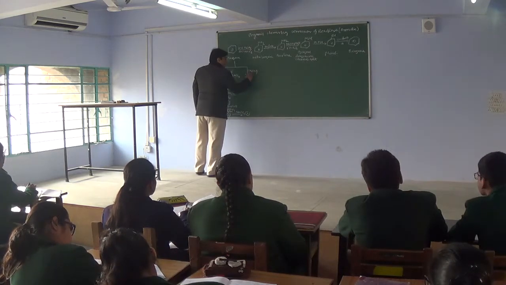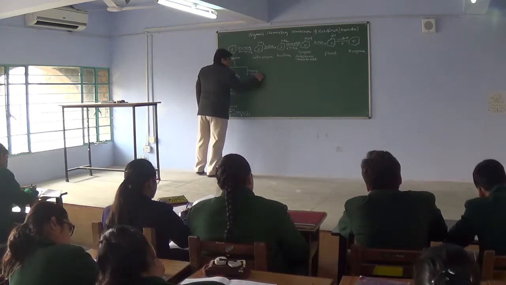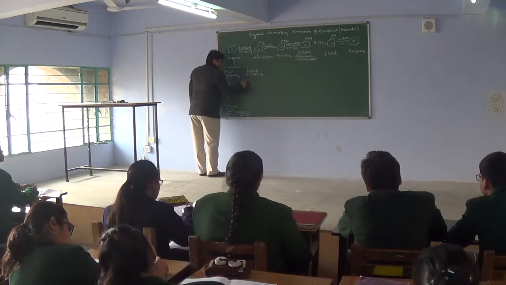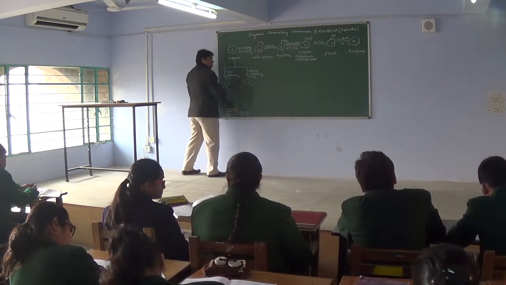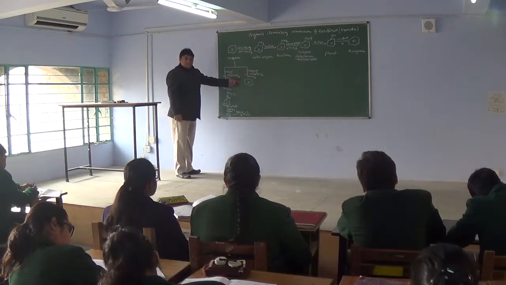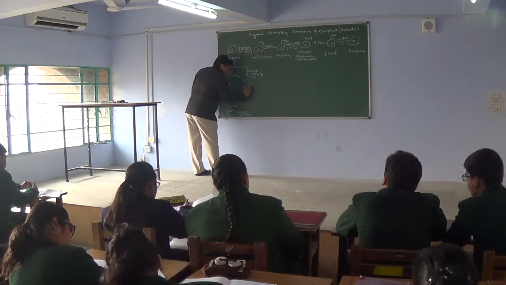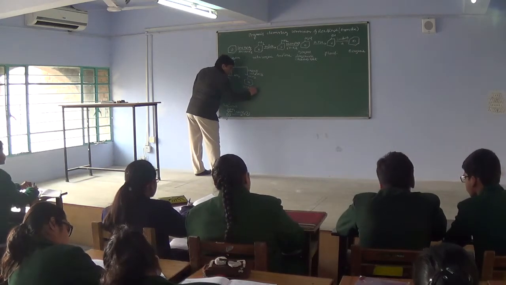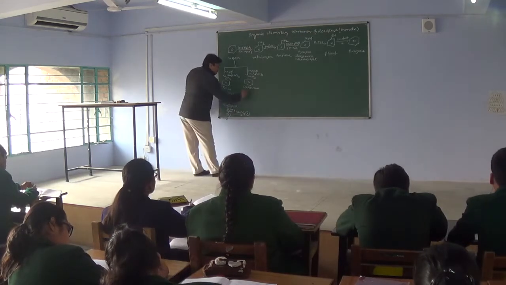CH3COCl with anhydrous AlCl3. That is acylation. This one is alkylation and this is acylation. The compound you are getting is acetophenone. Correct?